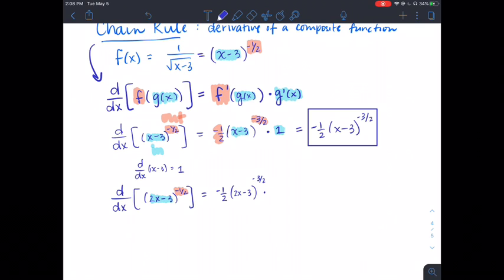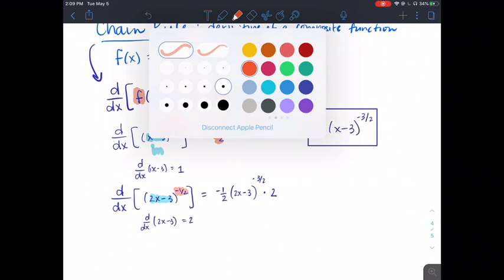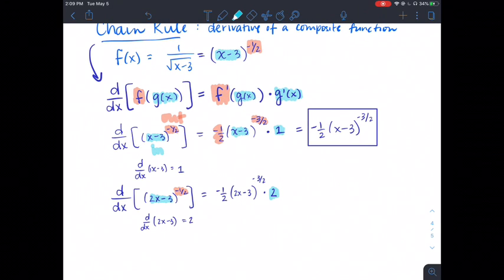But now I need to multiply by the derivative of my inside. So we need to figure out what is the derivative of 2x minus 3. This time, it's 2. So the derivative of my inside function is a 2 now, not a 1. So now my final derivative is negative 2x minus 3 to the negative 3 halves. This time, the chain rule matters.